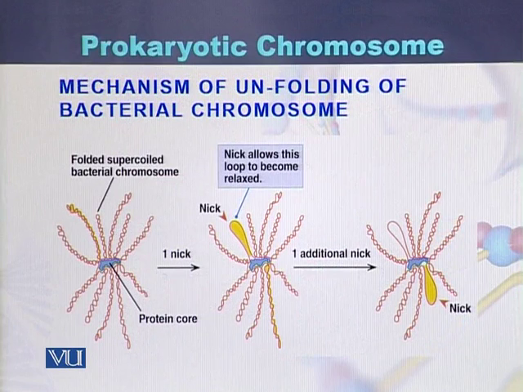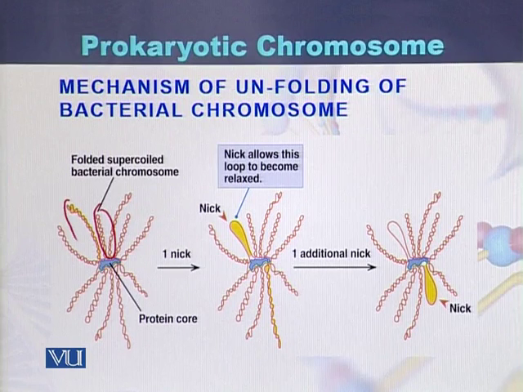Mechanism of unfolding of the bacterial chromosome. In this diagram, we can see the folded supercoiled DNA of the bacterial chromosome. If these foldings have to be removed, then nicks are produced at particular locations. Once the nicks are produced, then the DNA is relaxed. Here is the example.